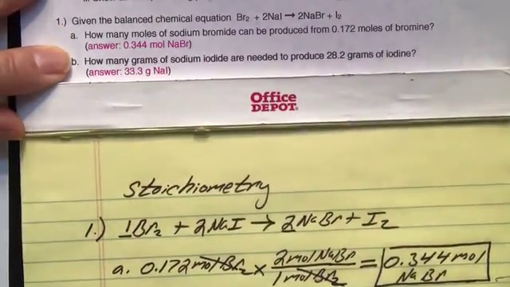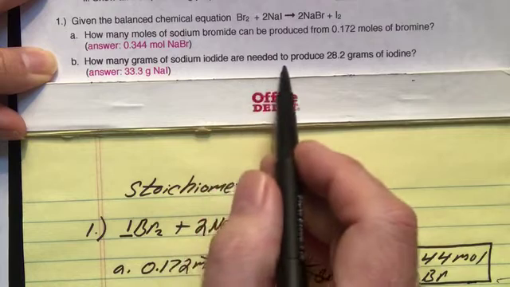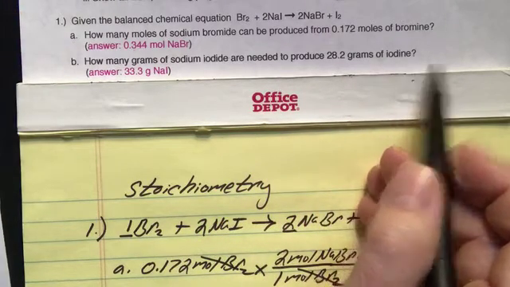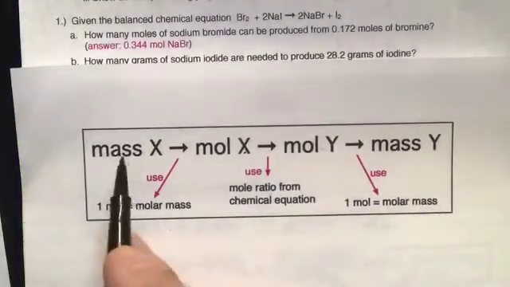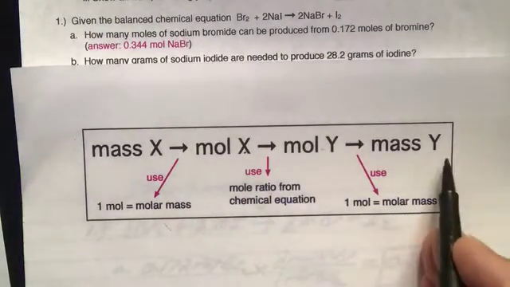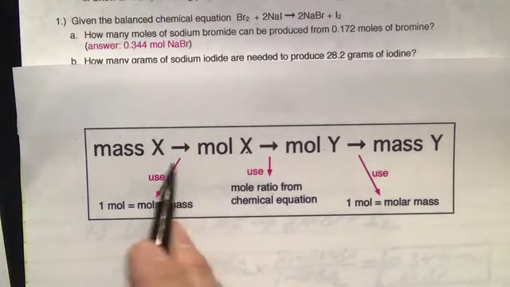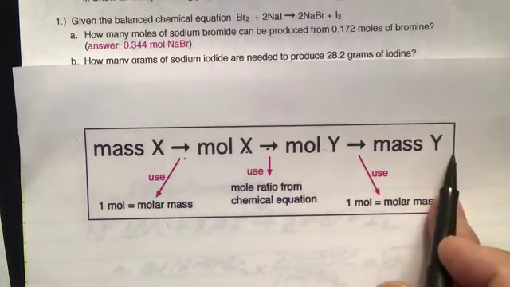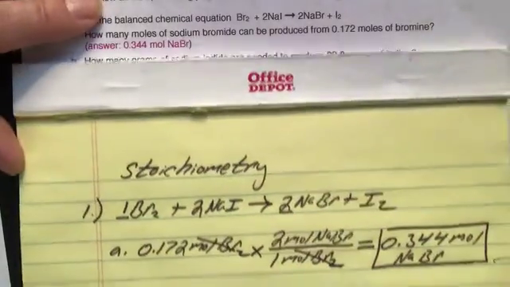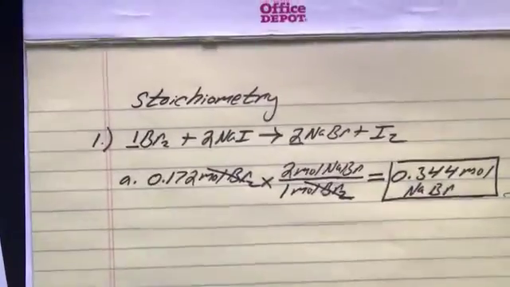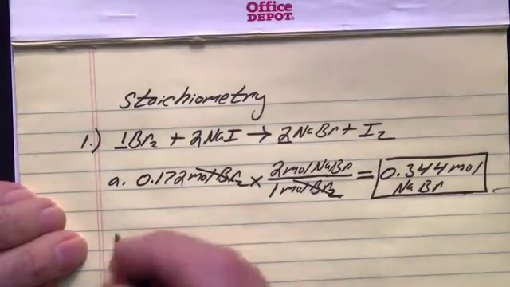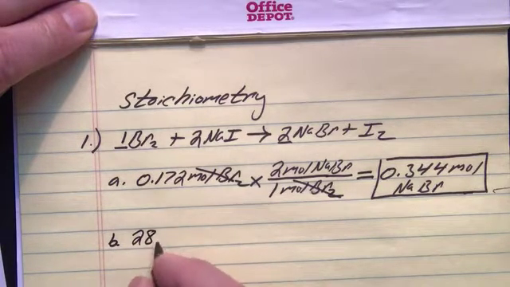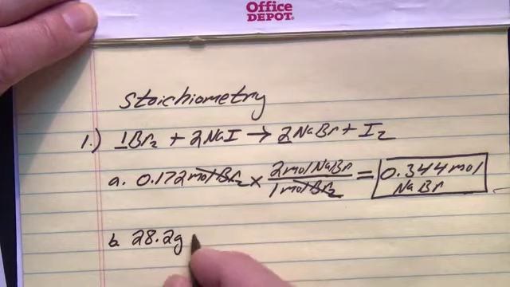How many grams of sodium iodide are needed to produce 28.2 grams of iodine? Okay, so on our little flowchart, this is going to be going from mass of one substance to mass of another substance. So this is referred to as a mass-mass calculation. So we're going to need 3 separate conversion factors to do this. So as always, we start with the number we're given. We're told that we have 28.2 grams of iodine.